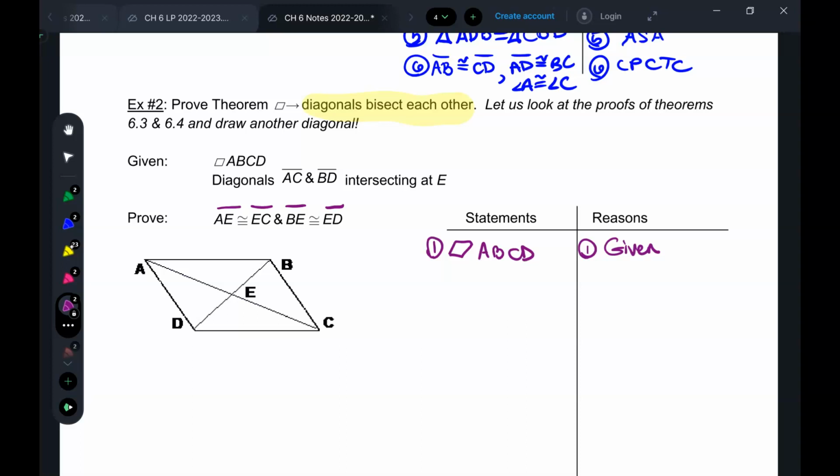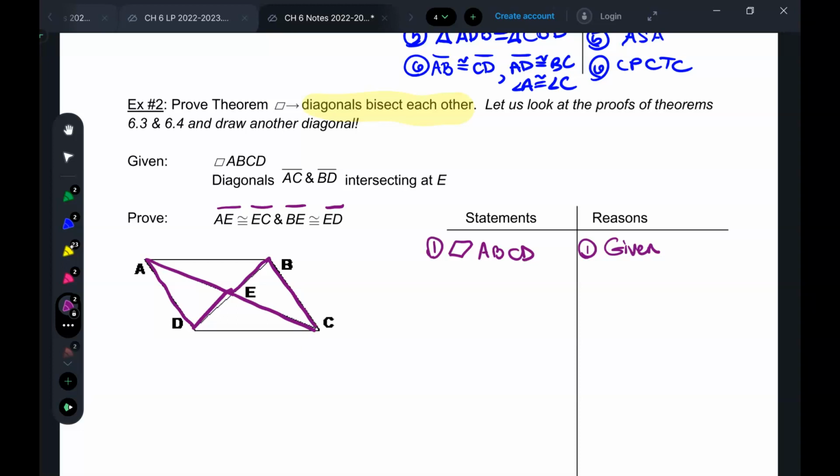So, what two triangles are we wanting? We need to include the diagonals AC and BD. That's just one. So, if I can get BEC? Yes. If I can get this triangle BEC and this triangle congruent to each other, kind of ignoring these two other sides, then I can prove CPCTC.